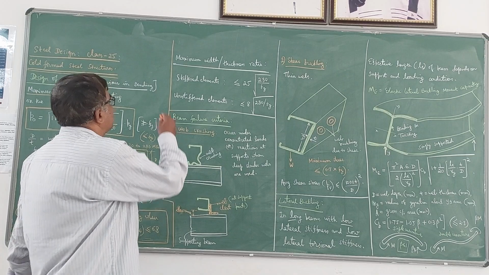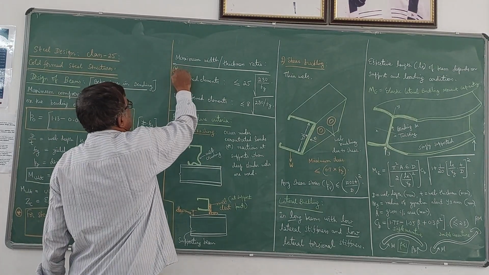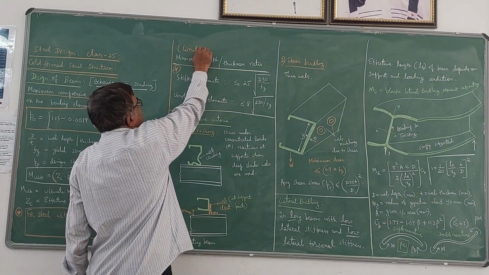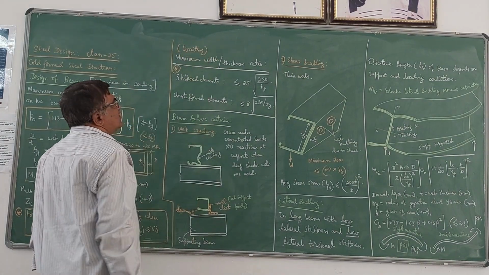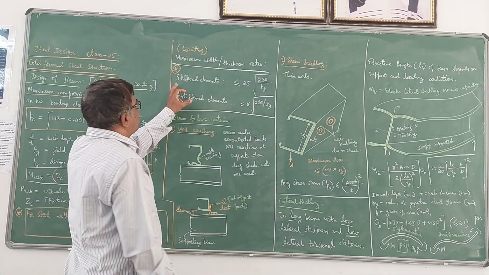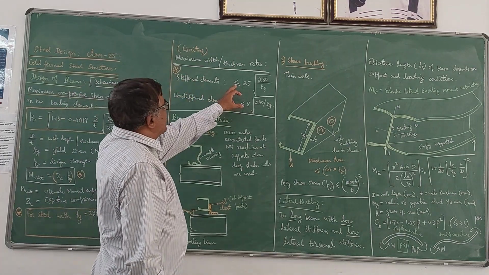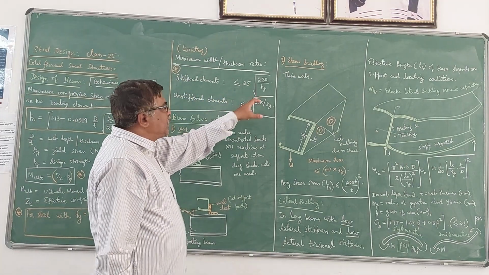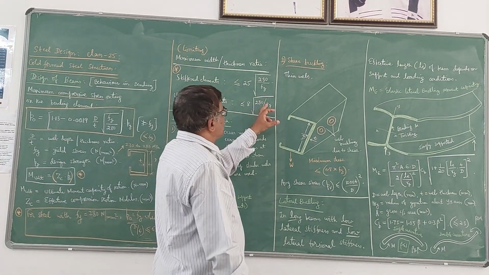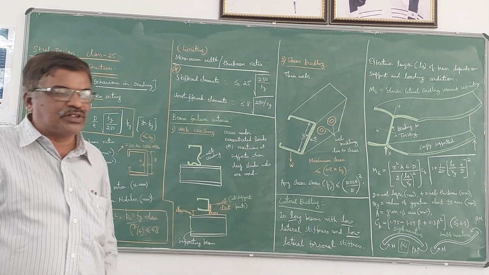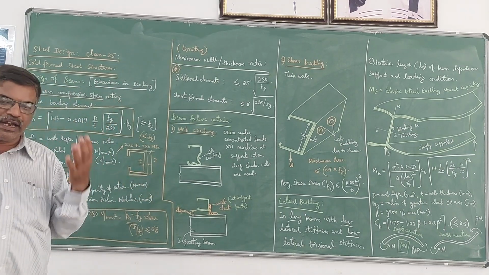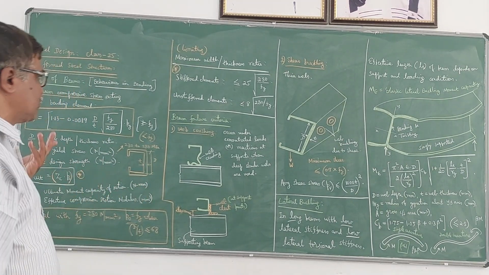Now the code gives the maximum or limiting values of width to thickness ratios for bending elements. If it is a stiffened element, it should be less than or equal to 25 into root of 280 by Fy. If it is an unstiffened element, it should be less than or equal to 8 into root of 280 by Fy. This is the limiting value of width to thickness ratio for a bending element in a cold formed steel section.